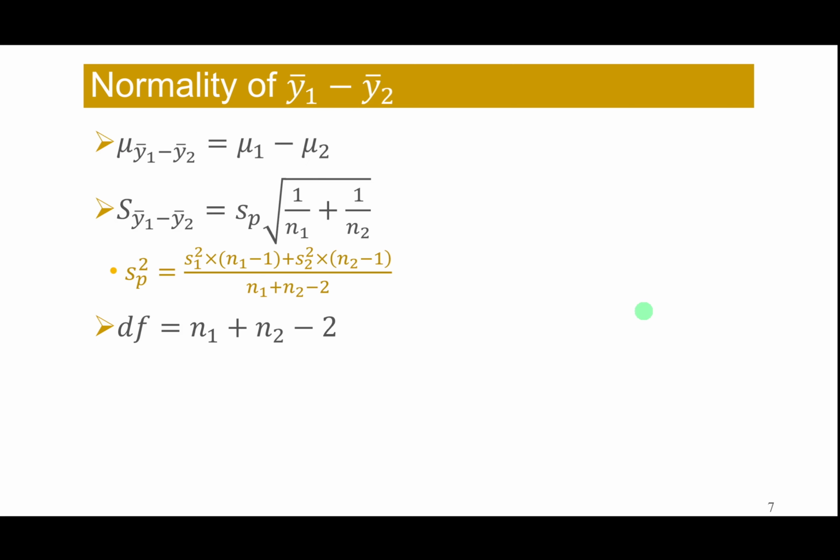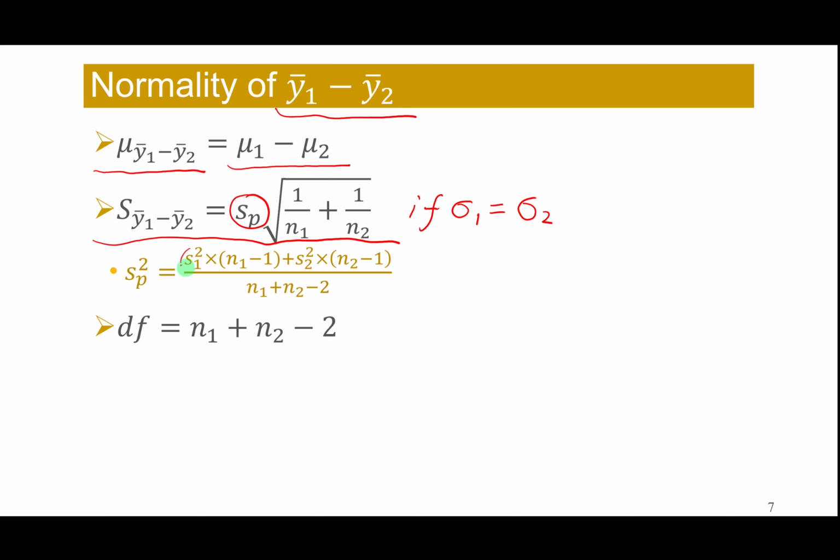Here shows a summary of the parameters for the t-distribution for y bar 1 minus y bar 2. So the curve center is mu1 minus mu2. The standard deviation can be calculated using this equation if we believe sigma 1 equals sigma 2, and this SP is calculated using S1 and S2. The degree of freedom is N1 plus N2 minus 2.